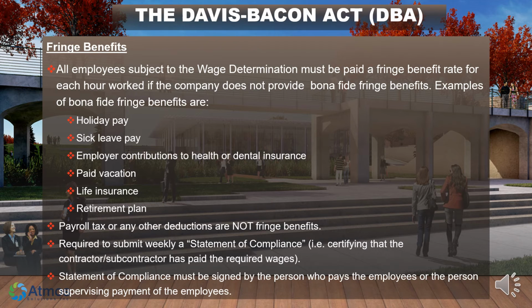Fringe benefits are a requirement of the project wage determination. The wage determination requires that employees performing work on site must be paid a fringe benefit rate for each hour worked if the company does not provide bona fide fringe benefits. Please see on the screen some examples of bona fide fringe benefits. Please note that payroll tax or any other deductions are not included in fringe benefits.